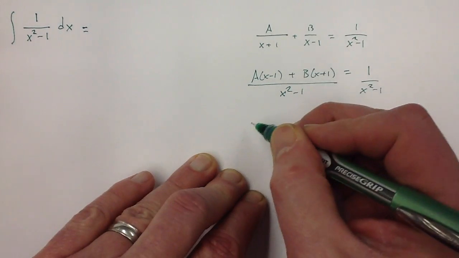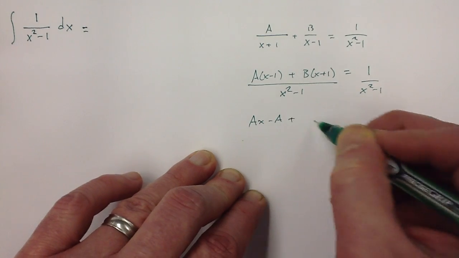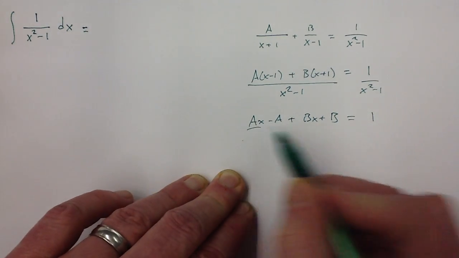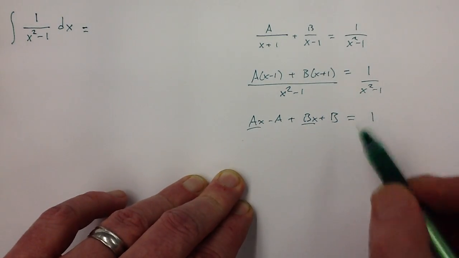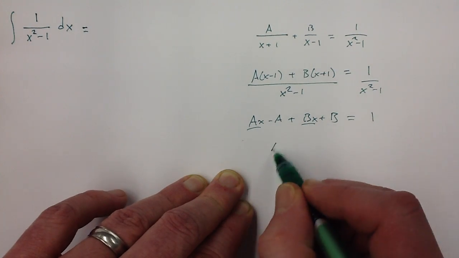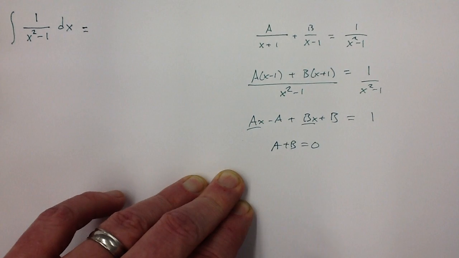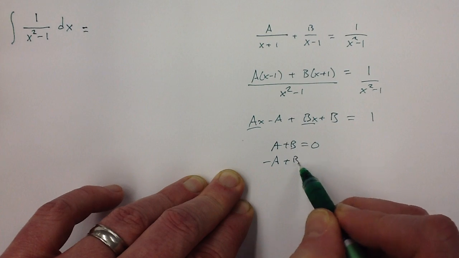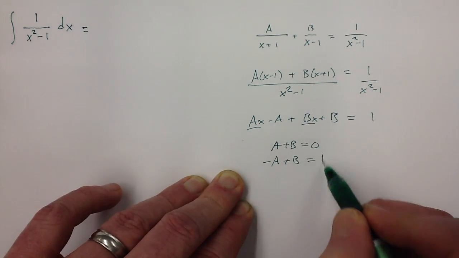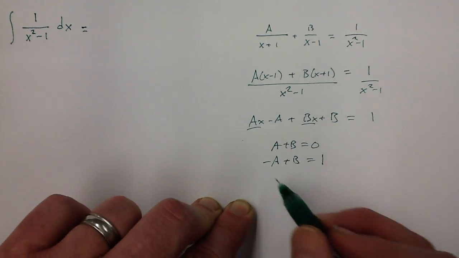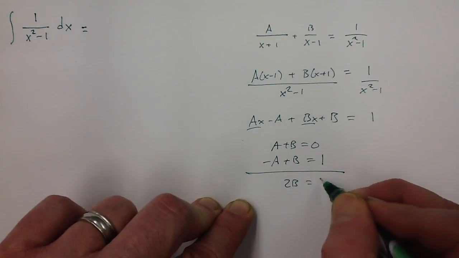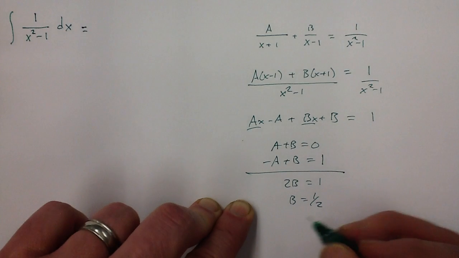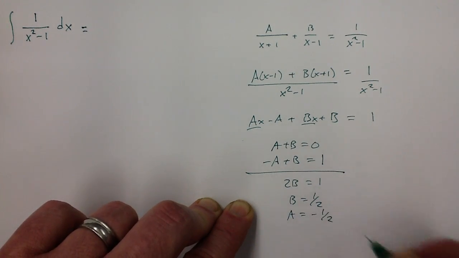So let's distribute the stuff on the top. Ax minus a plus bx plus b is equal to 1. So looking at the x coefficients, there are no x's here, which means that a plus b must be 0, no x's. And here I have minus a plus b, that must be giving me the 1. Those are all set to cancel out, so I can add those together. I get 2b is equal to 1, so b is 1/2. And if a and b add up to 0, that means that a would have to be negative 1/2.